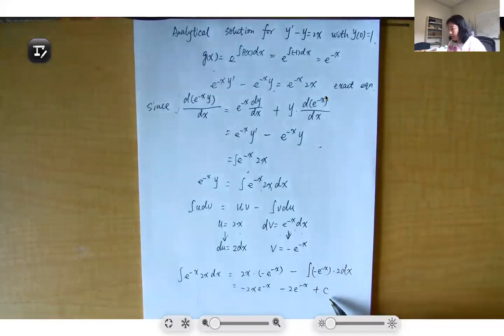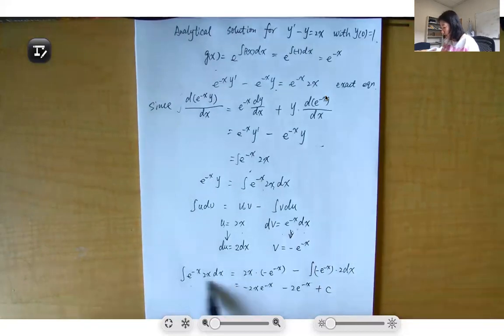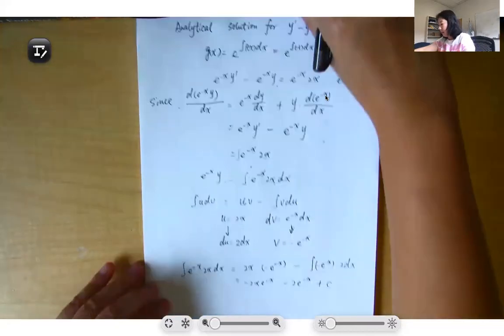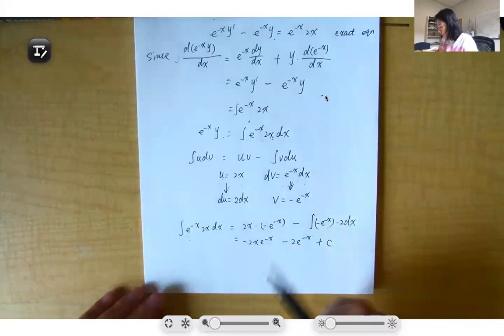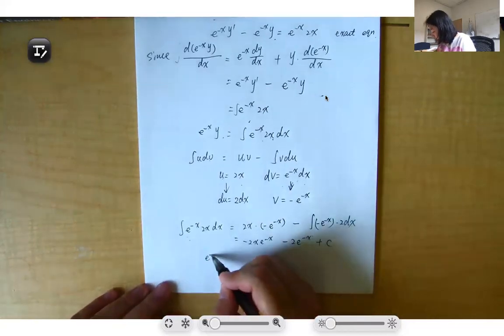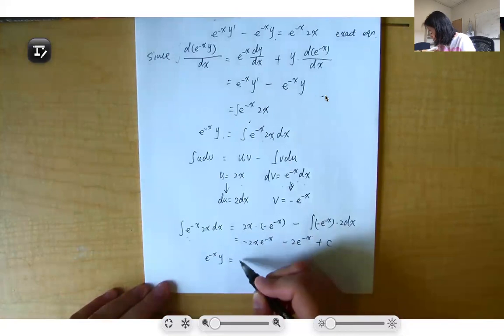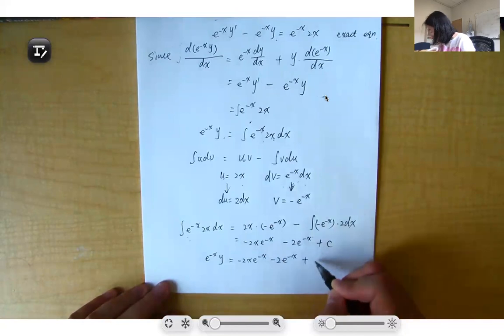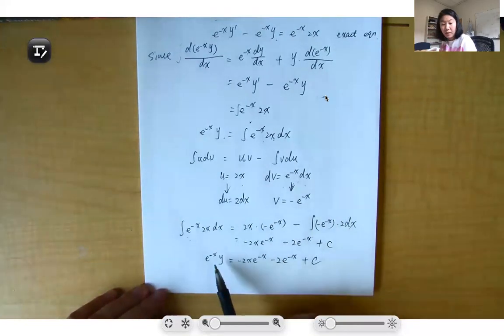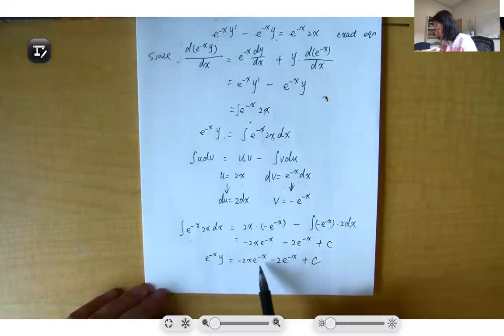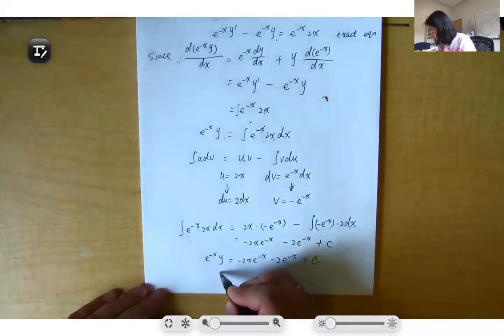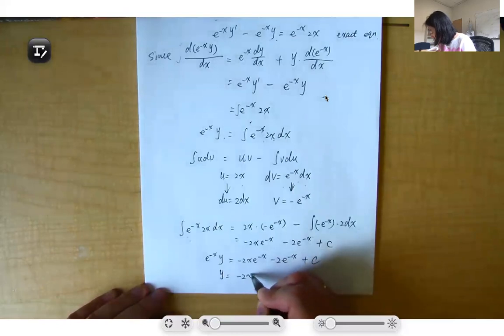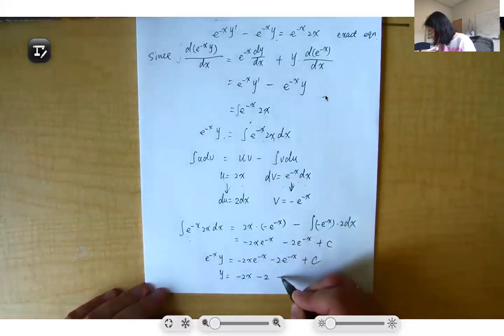And in order to solve for this constant, we need our initial value. So e to the minus x y will be equal to minus 2x e to the minus x minus 2e to the minus x plus some constant. Then we can just multiply by e to the x to cancel out all this exponential part. So y will be equal to minus 2x minus 2 plus c e to the x.